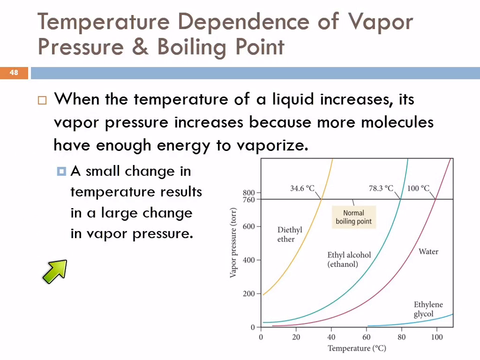So for many substances, a small change in temperature gives us a large change in vapor pressure. This is a graph showing vapor pressure in torr versus temperature. Some things like ethylene glycol do not show much of a difference in their vapor pressure, but other things like diethyl ether, ethyl alcohol, water, if we go from 80 degrees to 100 degrees, we see a large change in the vapor pressure.